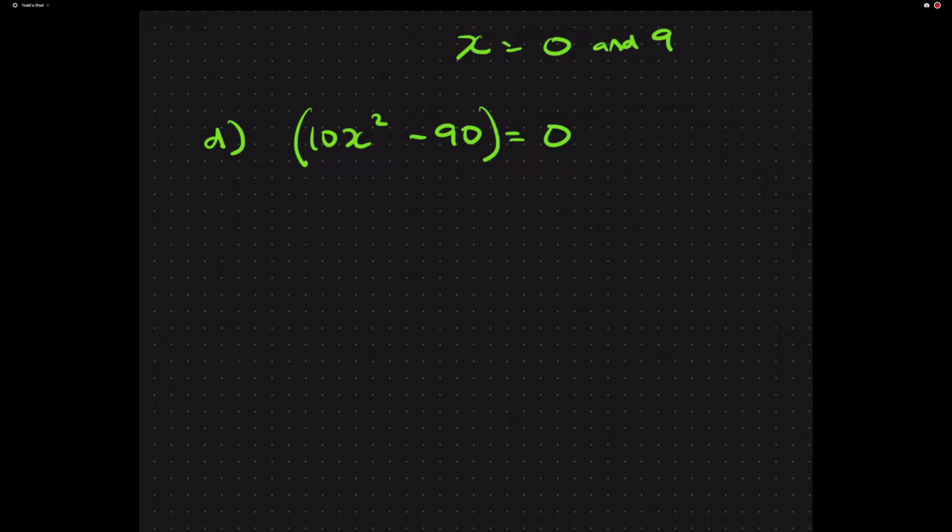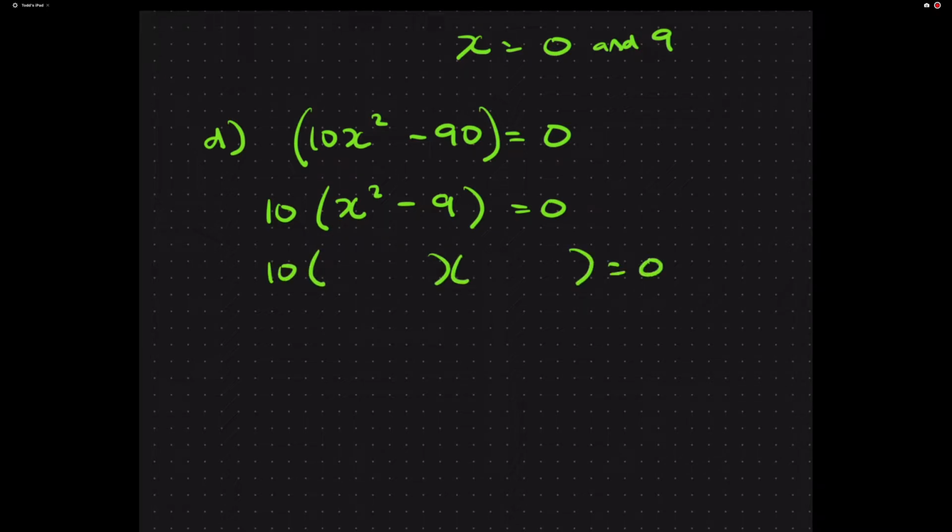So what can I factor out? Well, I can factor out a 10. What does that leave me with? An x squared minus 9 equals 0. If you notice inside here, I've possibly got a difference of squares. We've got negative 9 and x squared, and they're both perfect squares. So we're going to be able to break this down into something like that, where I'm going to have x minus 3 and x plus 3.